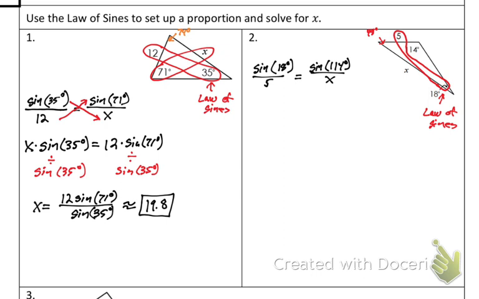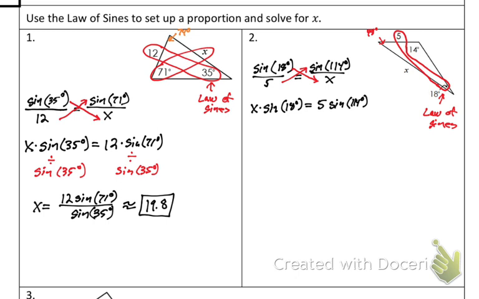Now to simplify this, we'll just use our cross multiplication. Our cross multiplication looks like this, that x goes to that sine of 18, that 5 goes to that sine of 114. So we're going to have x times sine of 18 degrees equals 5 times the sine of 114 degrees.